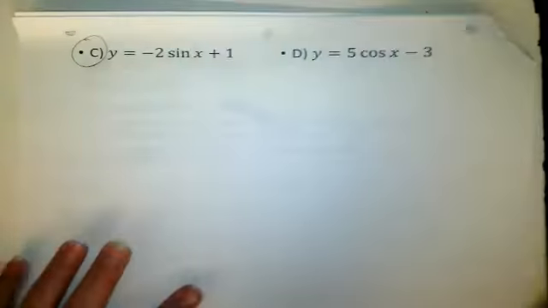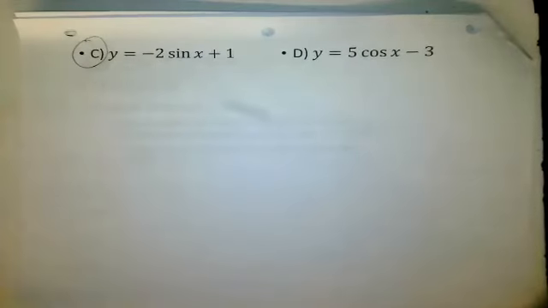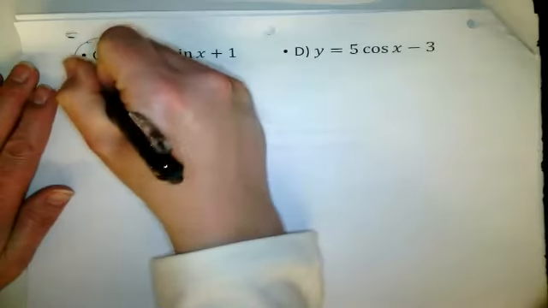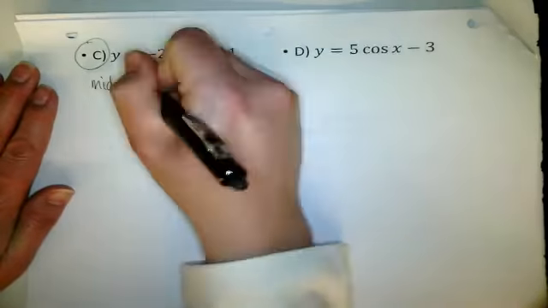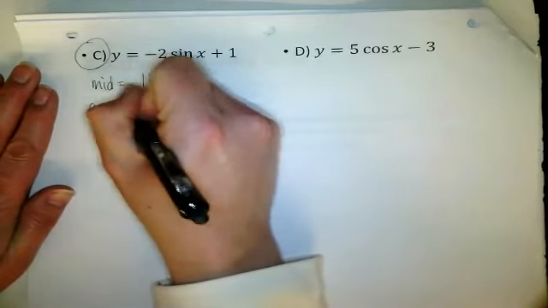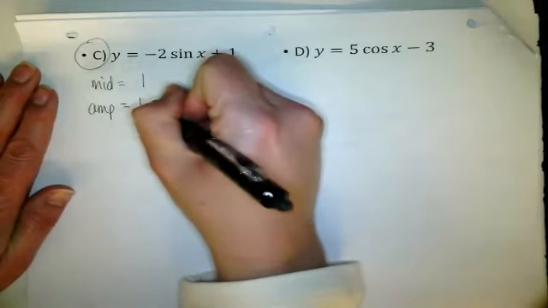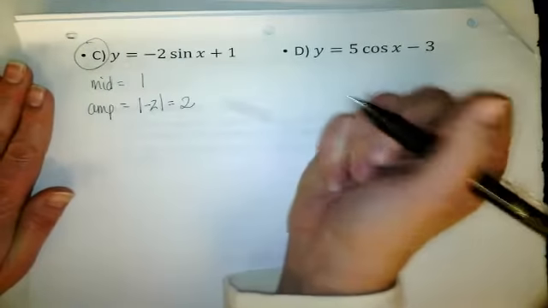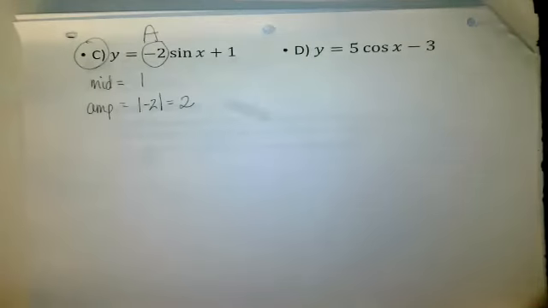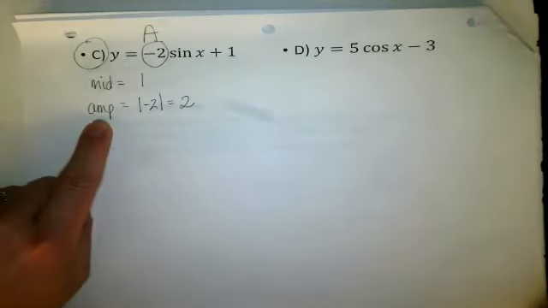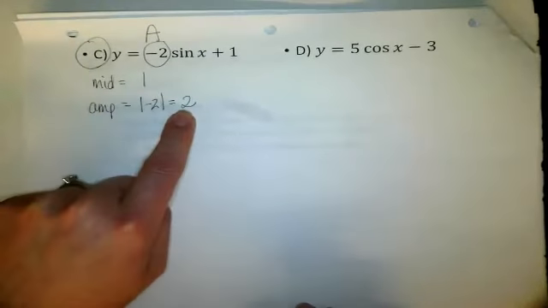Alright. We're just going to do this last one right here. Let us see. Y equals -2 sine of x plus 1. What is our midline? 1. What is our amplitude? 2. Amplitude is always positive. This is the A value. The A value is -2. The A value can be positive or negative, but when I ask for amplitude, amplitude is always positive.